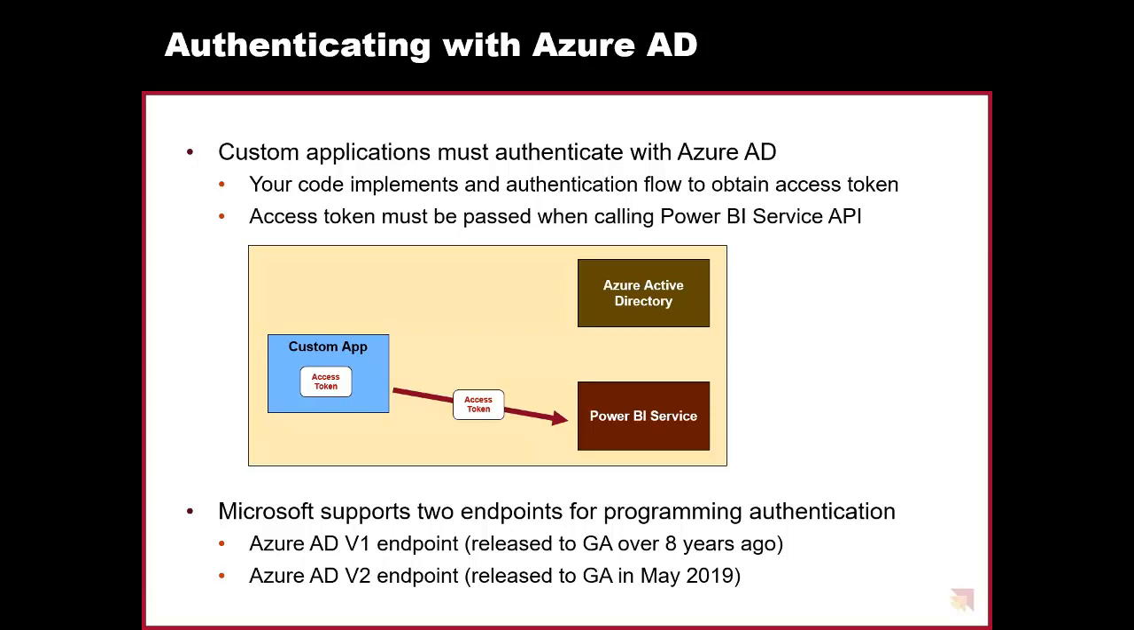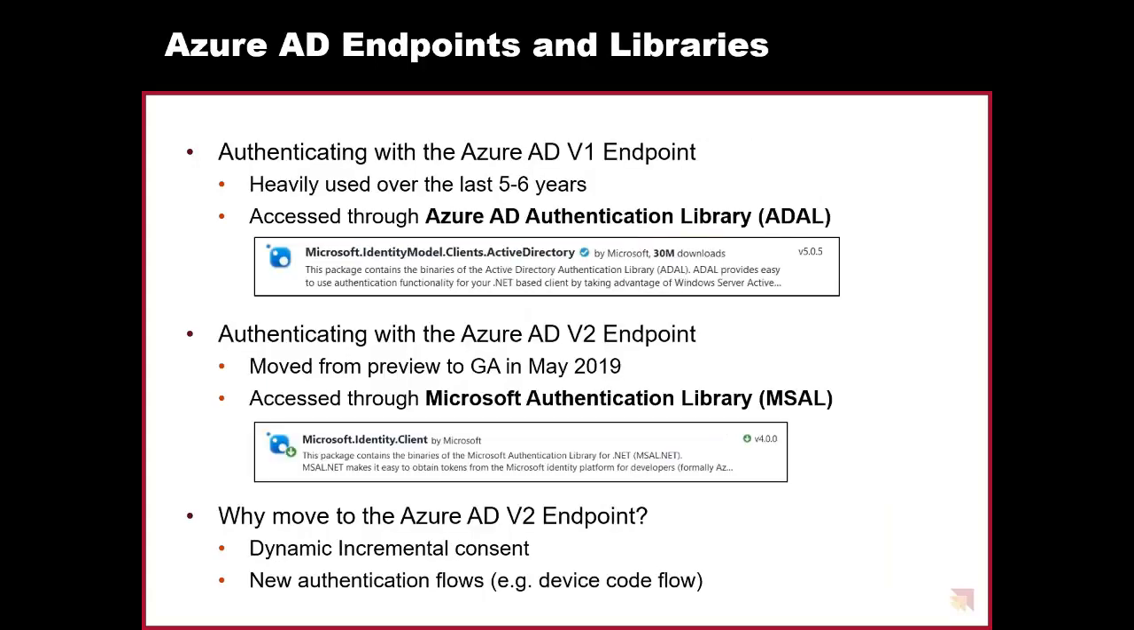Okay, now there's this issue where when we talk to Azure AD, there is a set of endpoints that Microsoft created quite a ways back, 8 years ago, and that is what we refer to as the V1 endpoint. And Microsoft, over the last year or two, has had a new authentication endpoint in preview, and that went GA last May, and that's the Azure AD V2 endpoint. So generally, the V2 endpoint is what's going to be on the certification test.